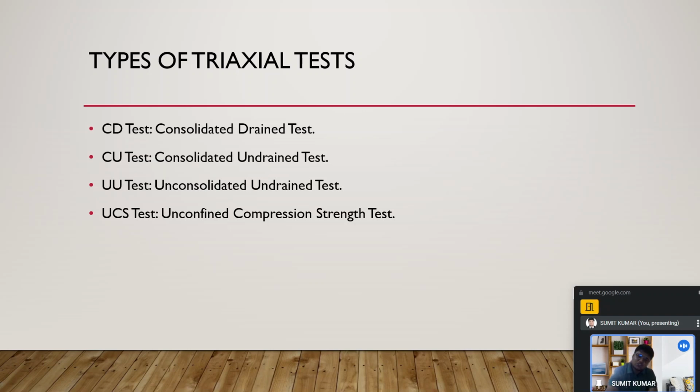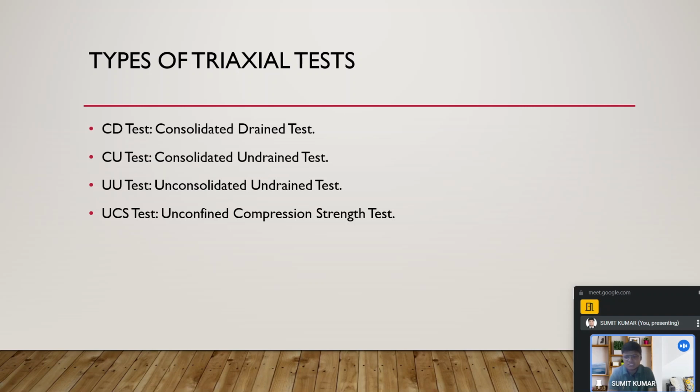If you talk about the UU test, the drainage water is not allowed to flow out, while in the consolidated undrained test, during the first stage, water is allowed to flow out. So during stage one, the confining stage, the pore water pressure will be zero, while in the second stage the pore water pressure gets developed because the water is not allowed to flow out. Similarly for the consolidated drained test.